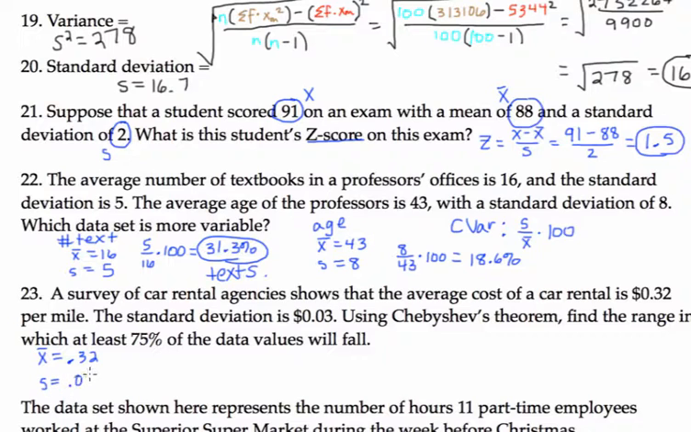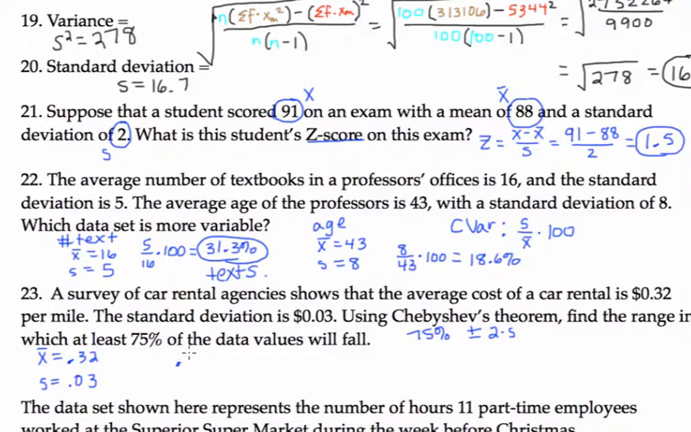Chebyshev's tells us that 75% of data will fall within plus or minus 2 standard deviations of the mean, 2 times the standard deviation. So to find that 75%, I add on 2 standard deviations to the mean, and I subtract off 2 standard deviations of the mean, and then I'll have my upper and lower bounds for that 75%.